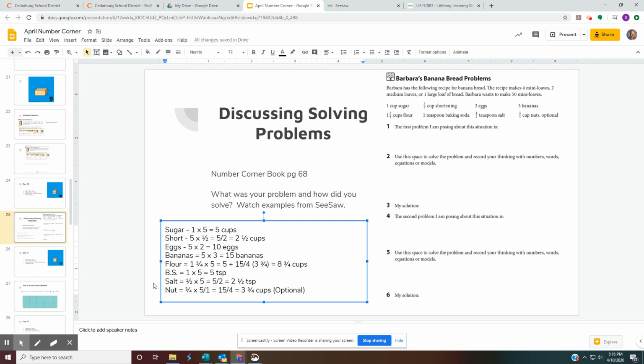Now, if we were to look at this problem, we would only make 5 batches. So 5 batches is 20 loaves. So we need to make 50 loaves. So we need to figure that out. Maybe you did that down here, or you figured out how many eggs or how much sugar or shortening you needed for 50 mini loaves.